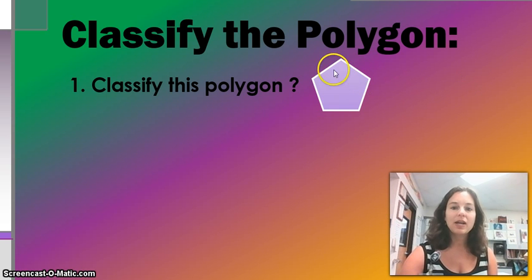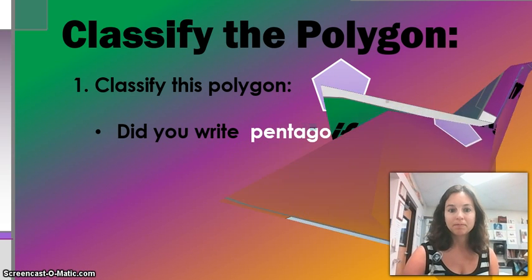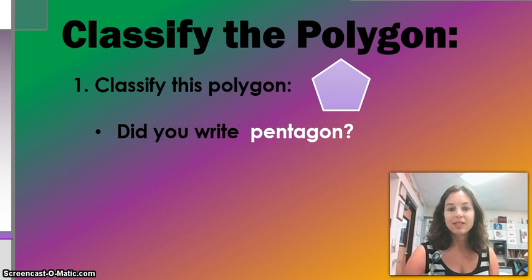So this figure has 1, 2, 3, 4, 5 sides. That means it's a pentagon. It is an irregular pentagon because all of the sides have different angles. All right, let's move on. Did you write pentagon? That's what it is.